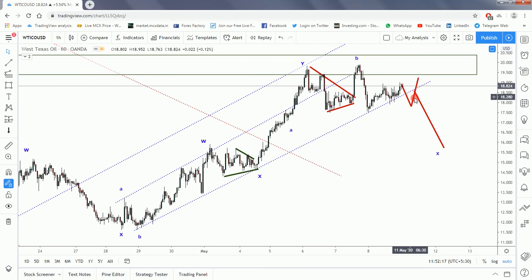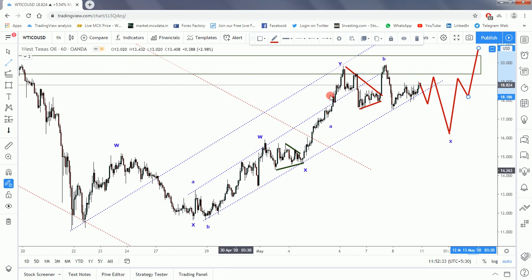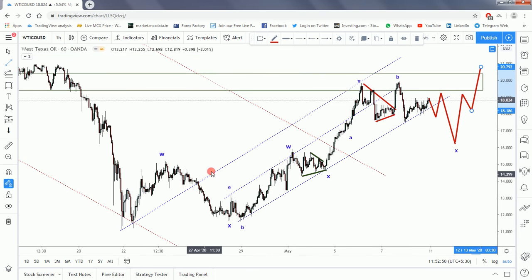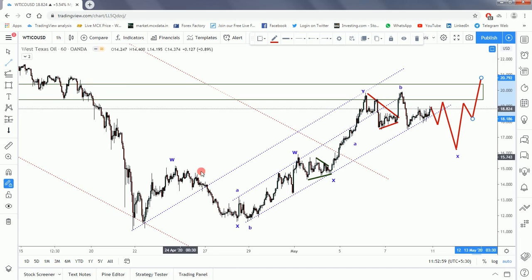If it drops like this, it could be an X, and again it can shoot up for that Z wave. So this whole thing becomes completed. Or if it is a 5-wave structure, I wasn't able to label it as a 5-wave structure because this is already making a low. So whether 1, 2, 3, 4, 5, and again 1, 2, 3, 4, 5, and here the whole thing is 1, 2, 3, 4, 5. I'm not sure about this right now.